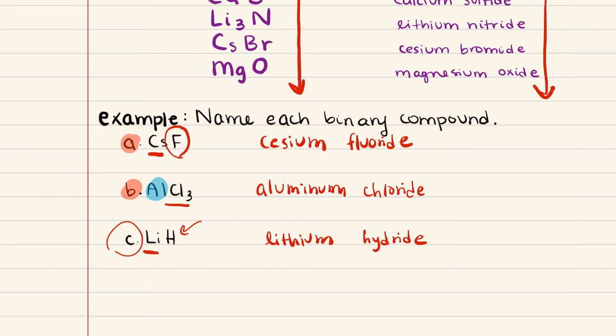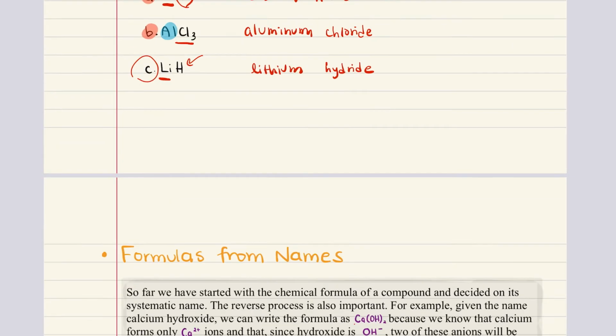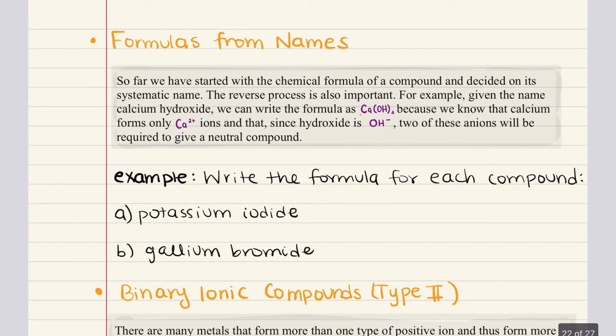Now so far, we've started with the chemical formula of a compound and decided its systematic name. The reverse process is also important. For example, if we're given the name calcium hydroxide, we can write the formula as Ca(OH)2 because we know that calcium forms 2 plus ions and hydroxide is OH minus. We know that this is a neutral compound, and for us to ensure that, we can just swap charges to make sure we know how much of each atom we need. And so there we get it. Calcium hydroxide, Ca(OH)2.